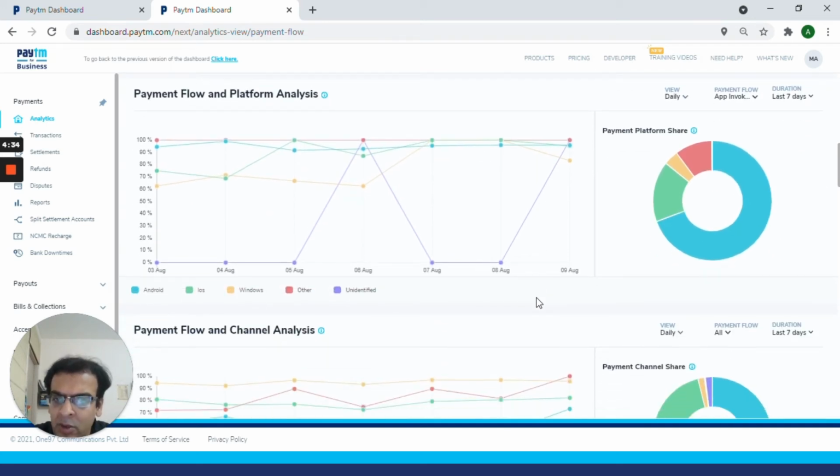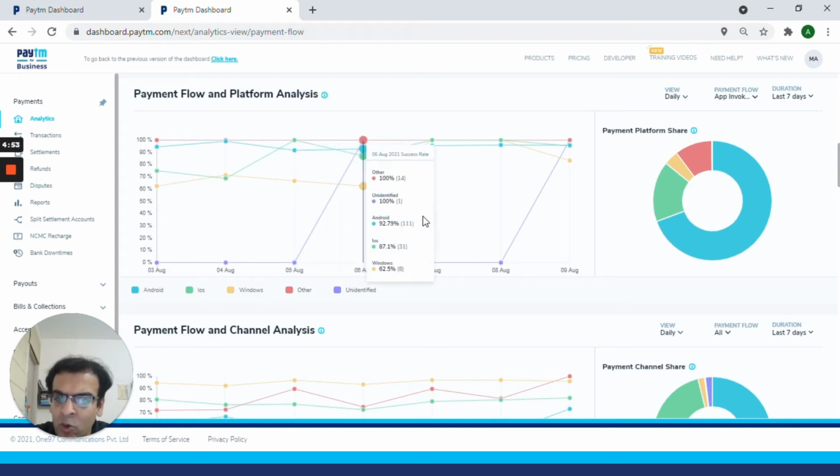Now moving on to the second section, we have payment flow and platform analysis. In this, we focus on the operating systems from where the transactions are coming. That means we focus on Android, iOS, Windows, Mac, the major platforms from where the transactions are coming.